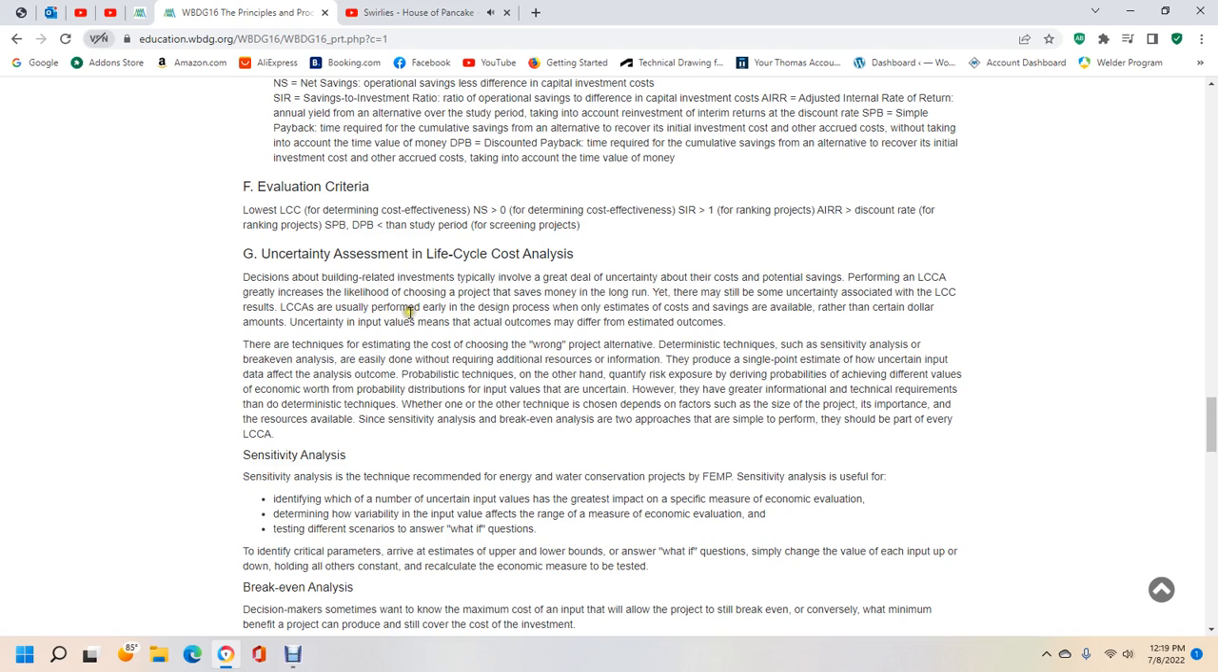Life cycle cost analyses are usually performed early in the design process and only estimates of costs and savings are available, rather than certain dollar amounts. Uncertain input values mean the actual outcomes may differ from the estimated outcomes. There are techniques for estimating costs.